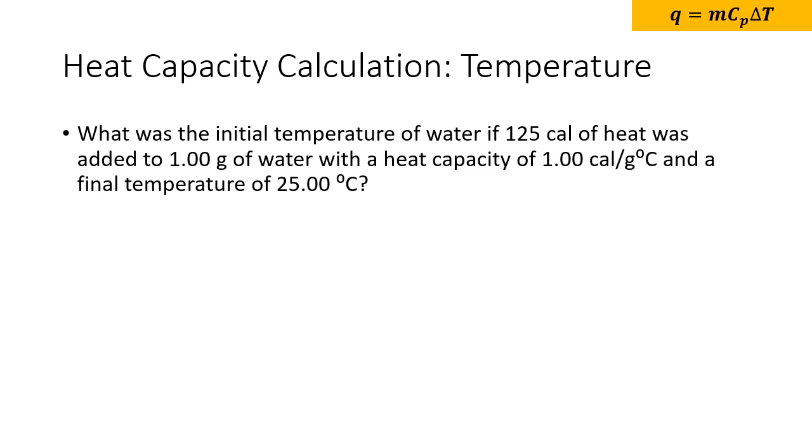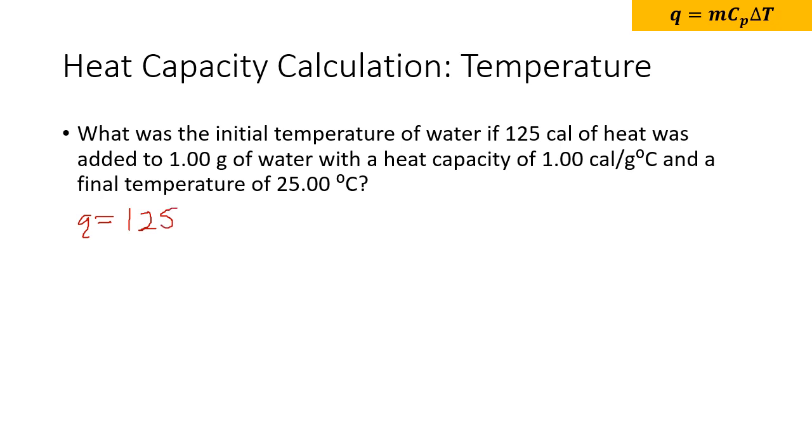What was the initial temperature of water if 125 calories of heat was added to 1.00 grams of water with a heat capacity of 1.00 calories per gram degree Celsius and a final temperature of 25 degrees? All right, so I like to organize information. We've got a nice laundry list of stuff like this. It tells us what our Q is. It says 125 calories of heat was added, so it's going to be positive because it was added in.